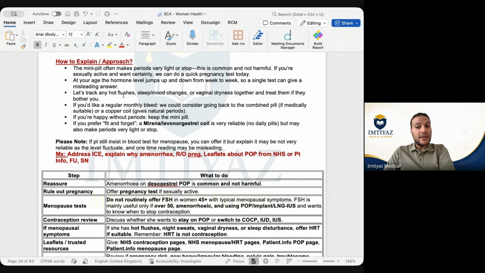However, given the fact that you are sexually active, we need to rule out pregnancy. Then, depending on the next step, depending on your preference, if you're happy to continue on the mini pills and you don't have any issue of having no period at all, you can continue on that. But if you would like monthly bleeding, we can either put you back on combined pills if she doesn't have any contraindication, she's not a smoker, and it can help with her menopausal symptoms.